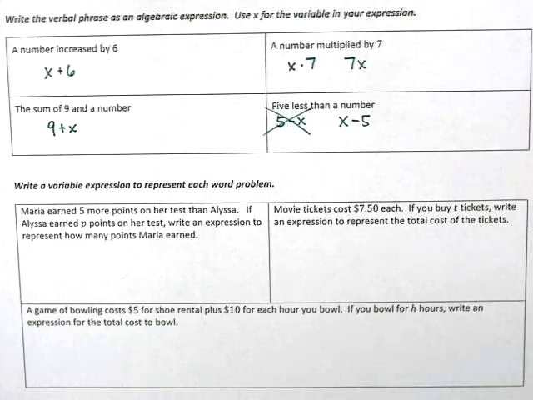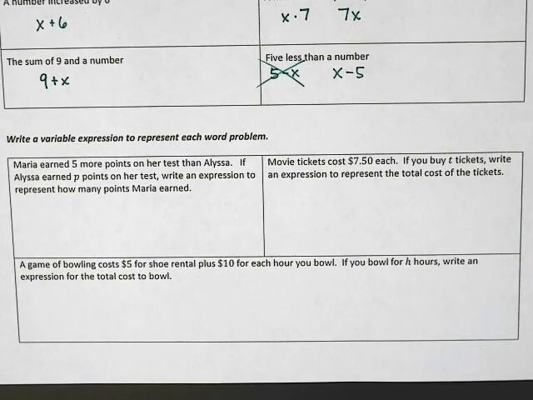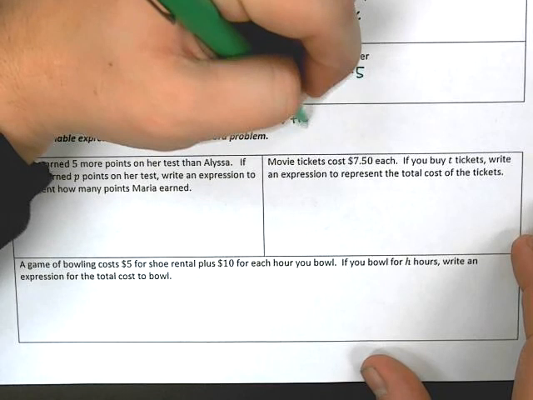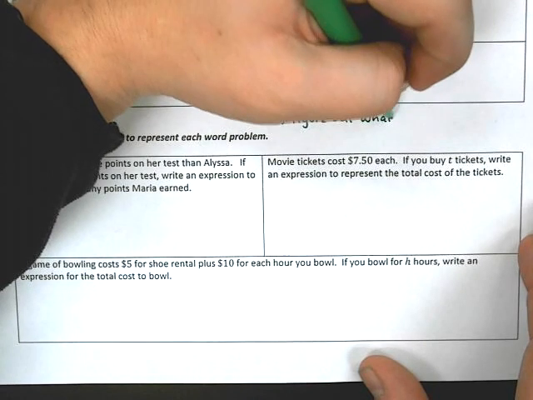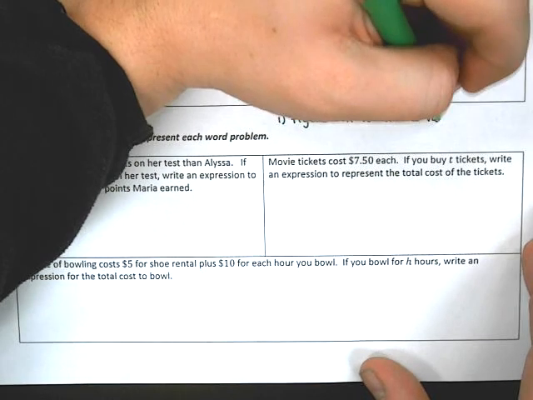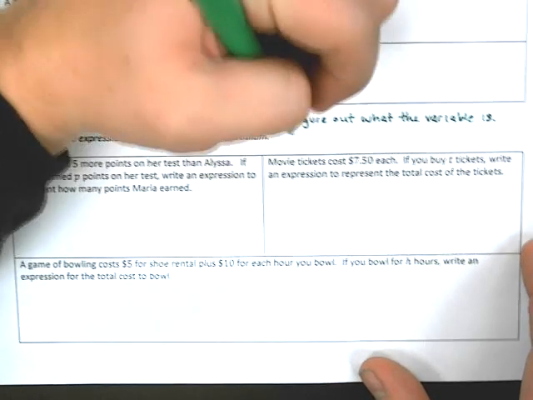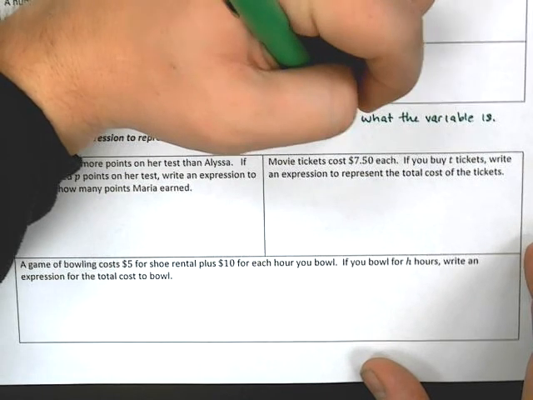And now, word problems. One of my favorite things, word problems. When we have a word problem, we need to first figure out what the variable is. And my hint for you guys there is find out what's unknown.